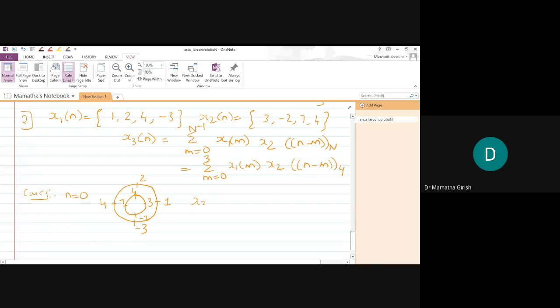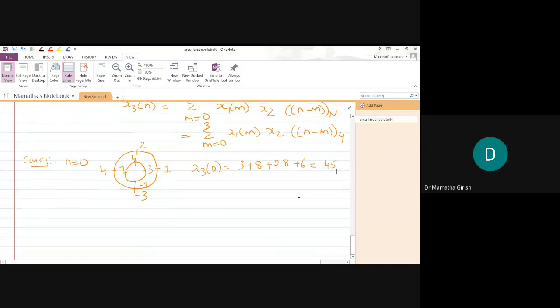So the value of x3 of 0 is what? 3 into 1 is 3, 4 2s are 8, 7 4s are 28, minus 2 minus 3 is plus 6. What is the answer? 45. 45. Okay. You must do it at a better speed than me. You're using a pen and paper.